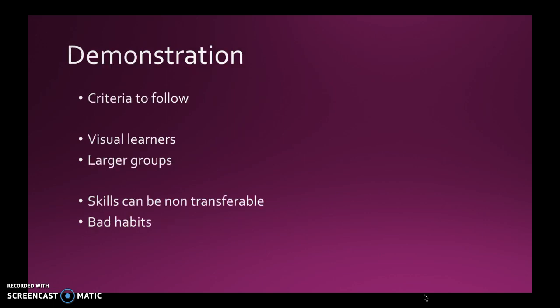The next one is demonstration. It's giving people a mental image of what they need to learn. So the criteria for this is that they need to be clear, they need to have high volume to make sure that everyone can hear them, especially if they're in a large group. They need to make sure they have the knowledge, even though they can demonstrate the skill, they still need to have knowledge. They need to have clarity, and repetitions are also good for learners, especially visual learners.